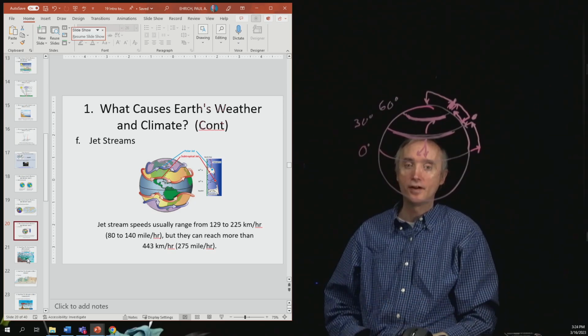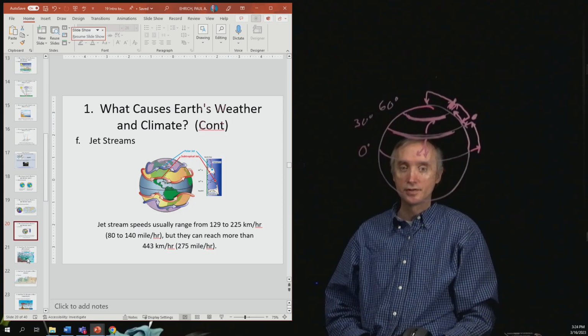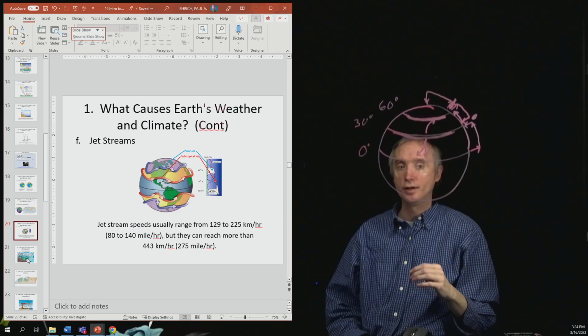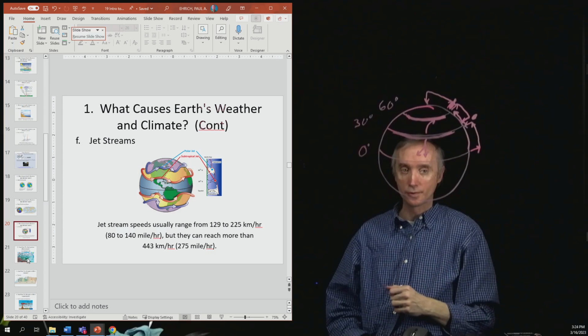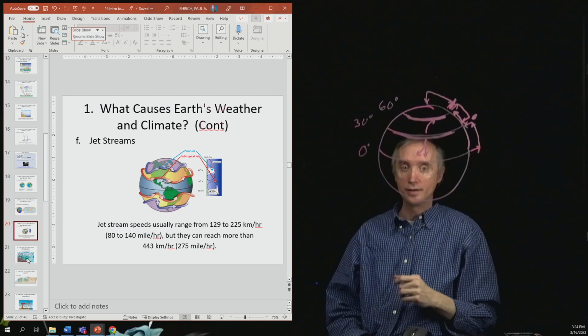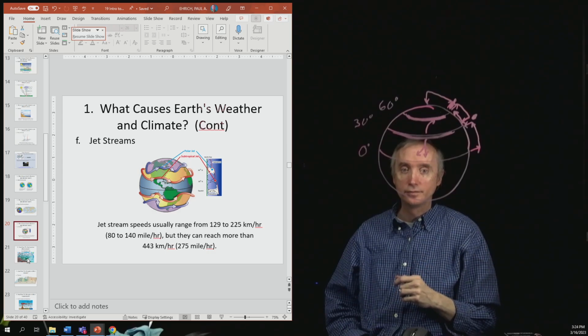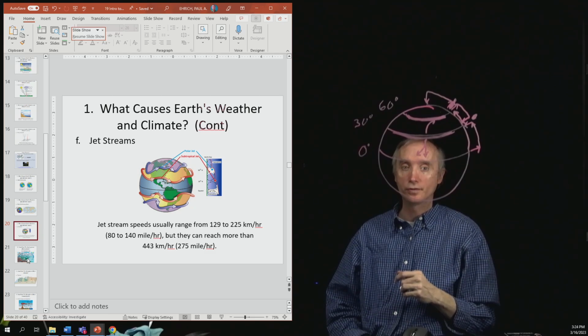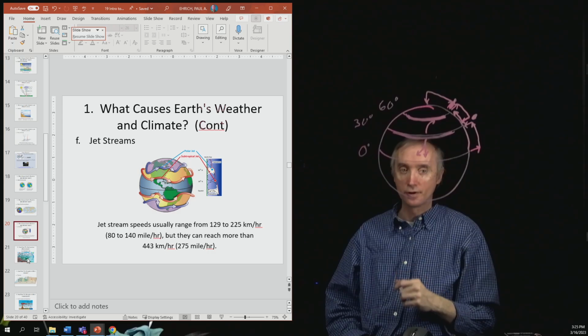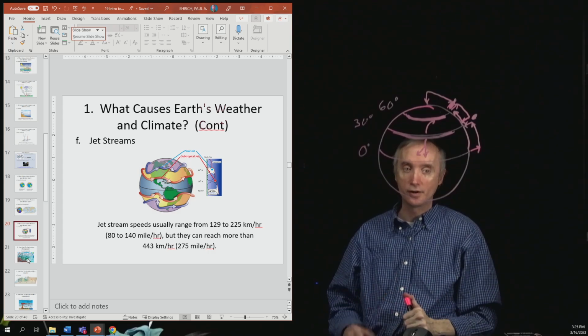Okay, but notice how fast these jet streams run. They have speeds of between 129 and 225 kilometers per hour. But they can get up to speeds of 200 or 443 kilometers per hour. So they can be very, very high.